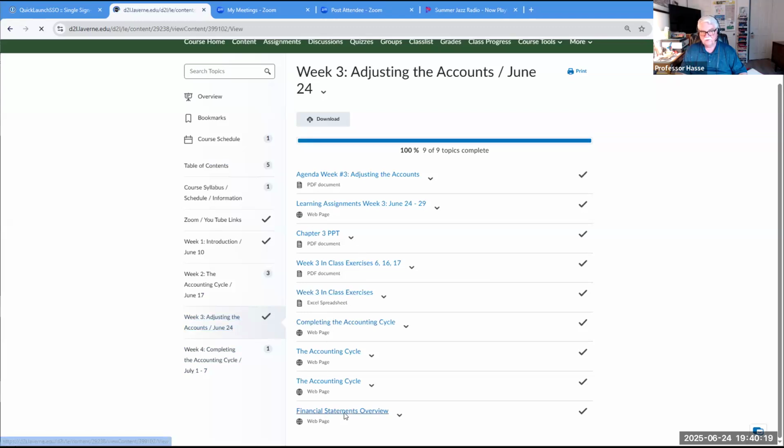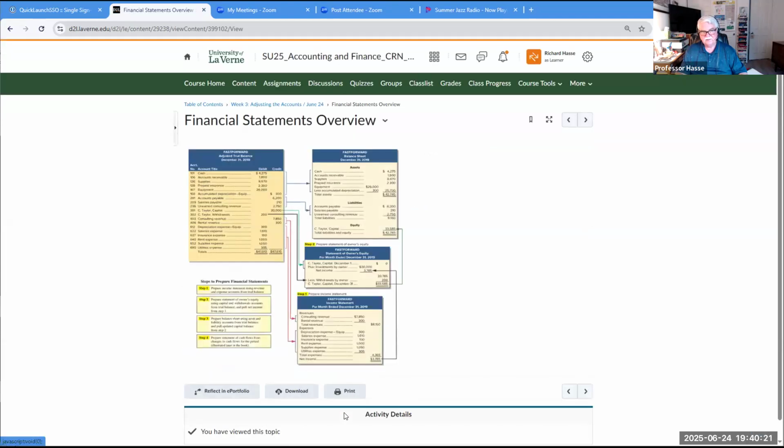I find students find that this is a nice little thing taken from the textbook showing what accounts in the adjusted trial balance go to the particular financial statements. That's a nice cheat sheet to even print out and have by your side. So as you do financial statements, you make sure you put the proper accounts in the proper statements.